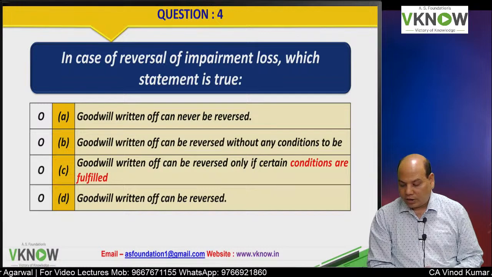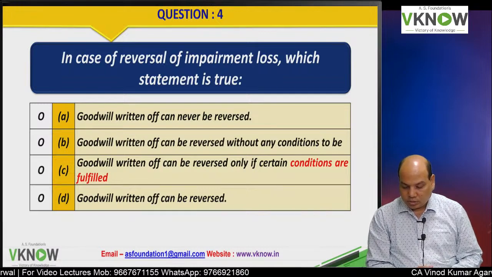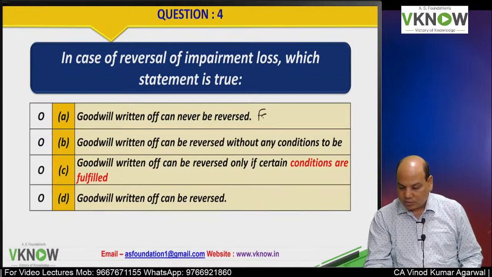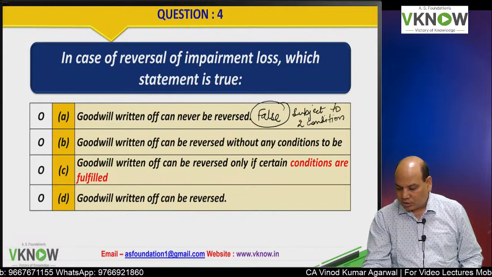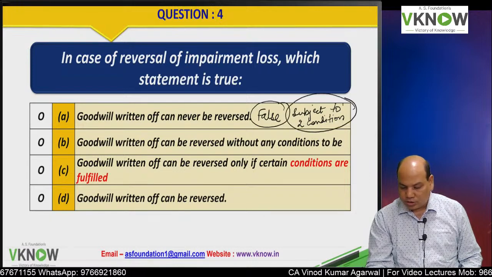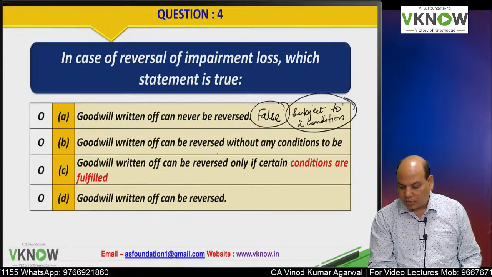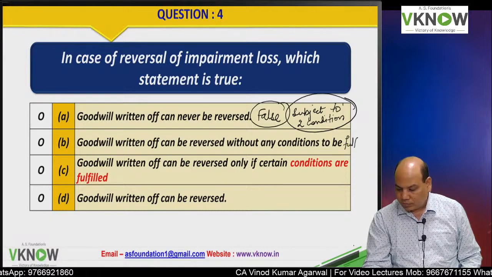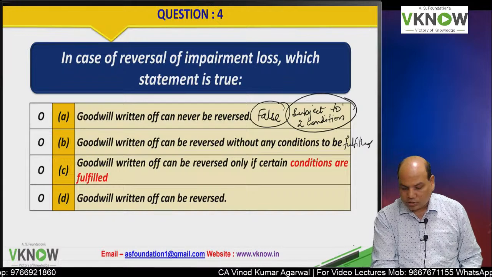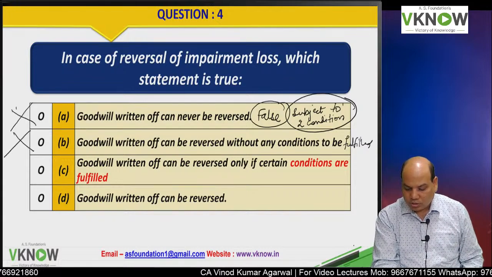Goodwill written off can never be reversed. This is a false statement because it can be reversed subject to two conditions, which is printed in the book. I am not reading it, you can check. Reversal is possible subject to two conditions. Goodwill written off can be reversed without any conditions to be fulfilled. This is also false. Wrong answer, wrong answer.